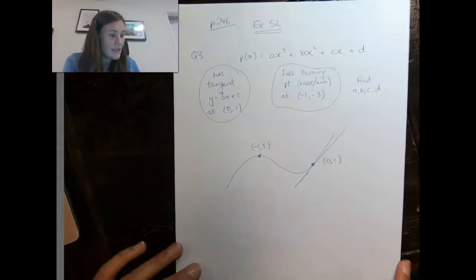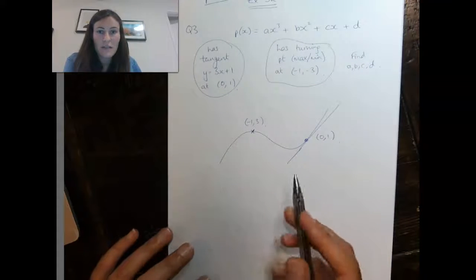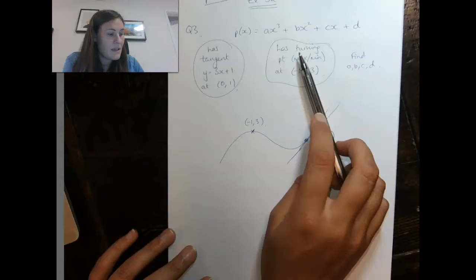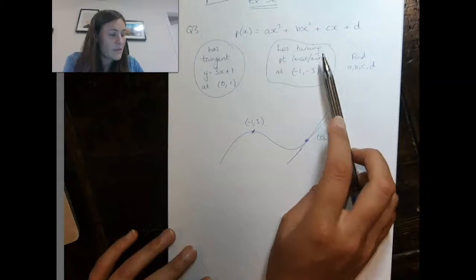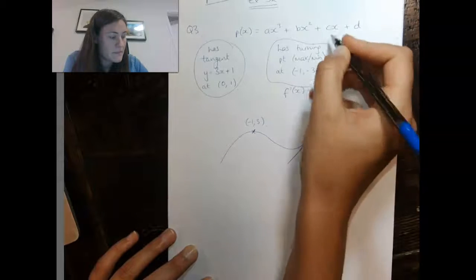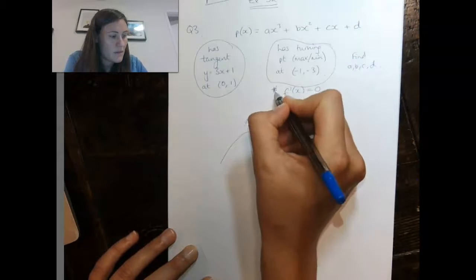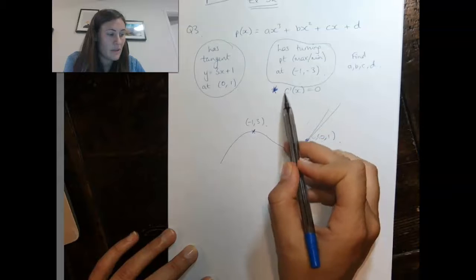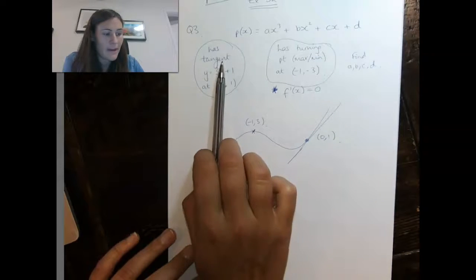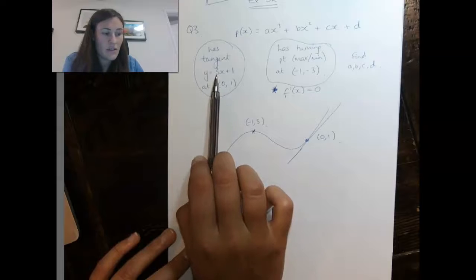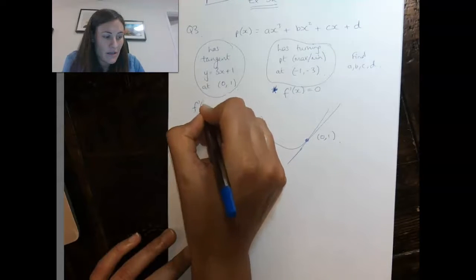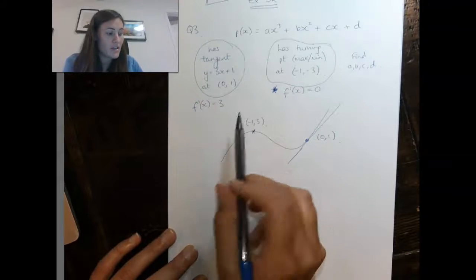Okay, now that I've got something just to visualize, I'm going to start doing a bit of work. So we're talking here about a turning point. A turning point has a gradient of 0. As soon as we see turning point, we should be thinking that the differential function is equal to 0. When I'm talking about a tangent, well, if the tangent has got a gradient of 3, then the differential at that point is 3. So I've got a bit of information here.